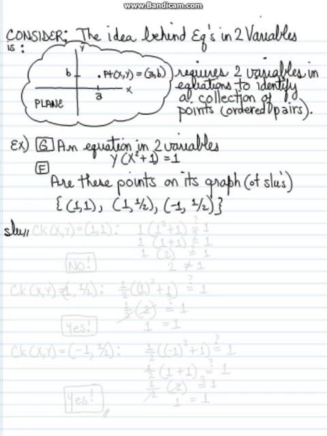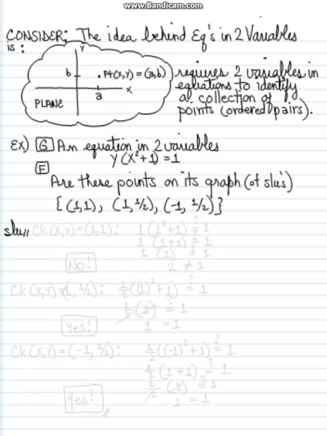Okay, now consider the idea behind equations in two variables. It's this. An equation in two variables requires two variables in the equation. Why? Because each ordered pair, xy, represents a solution to the equation. So when you graph a picture of an equation with two variables, you're actually graphing a picture of the ordered pair solutions to that equation. You're graphing ordered pairs that satisfy that equation.